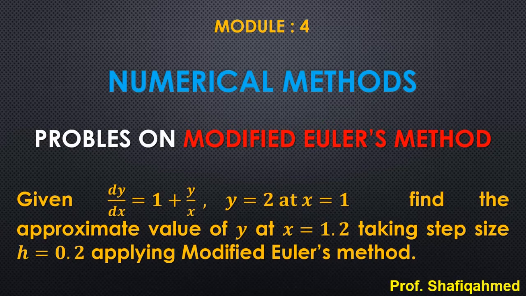The problem is: given dy/dx = 1 + y/x, y = 2 at x = 1. Find the approximate value of y at x = 1.2, taking step size h = 0.2. Apply modified Euler's method. Solution of this problem we'll see now.